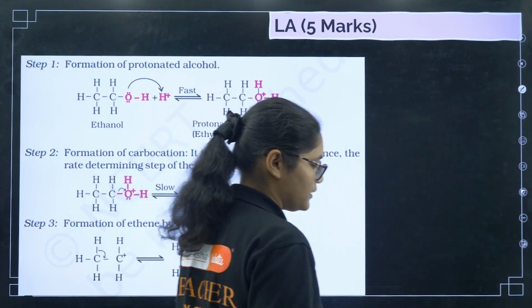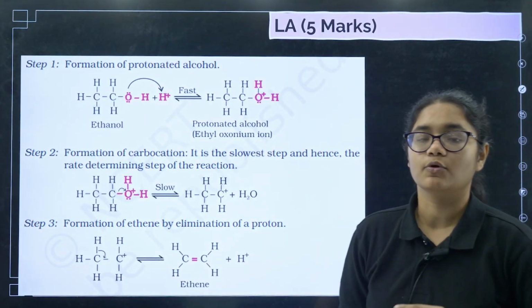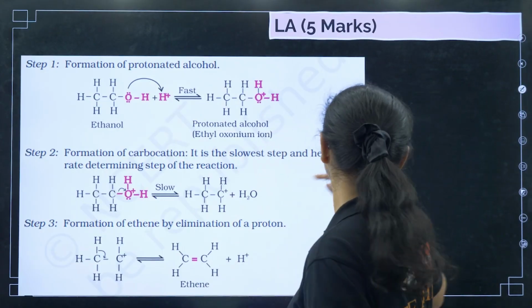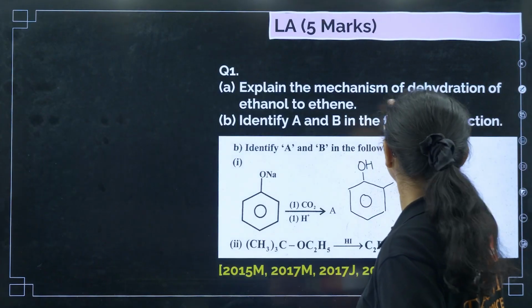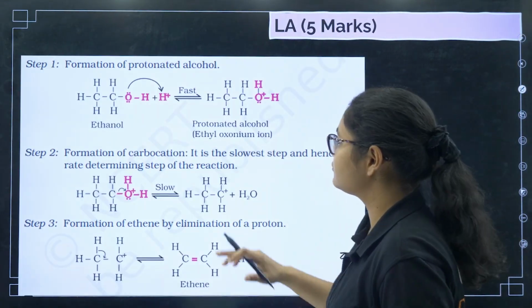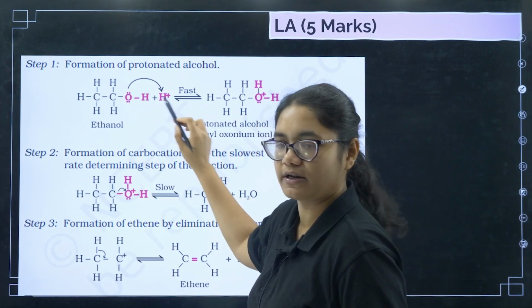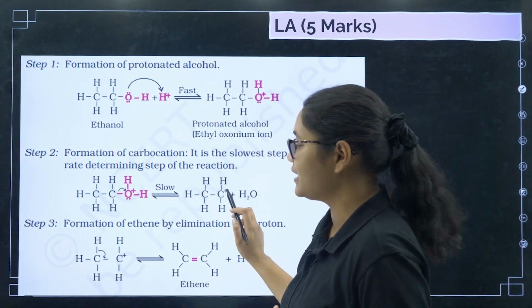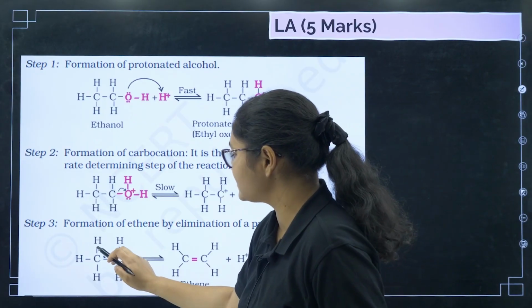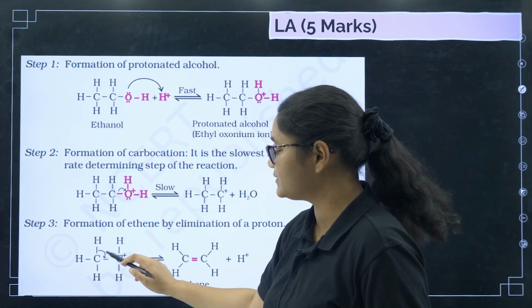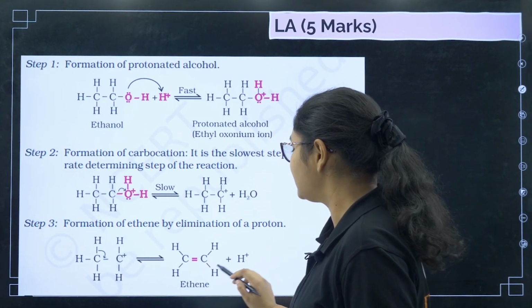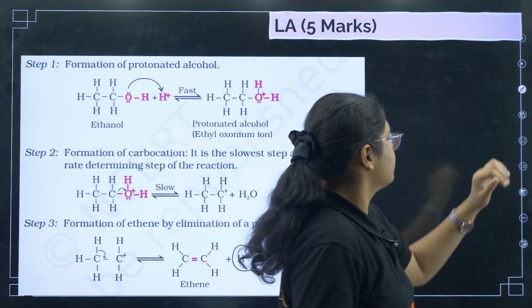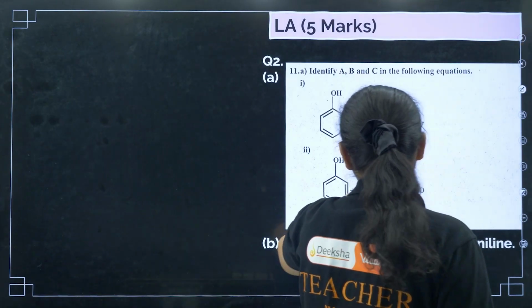So here I am giving you the mechanism for the conversion of alcohols to alkenes, right? So first of all, in the first step there is protonation of alcohol. In the second step there is formation of carbocation, and in the third step an H+ is released here. We get an alkene, and then there is an H+ produced here. Okay. Fine. Next we'll see question number 2.